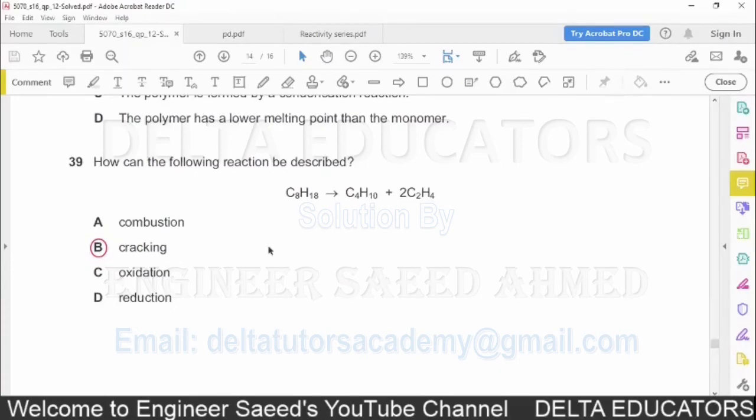Question number 39. How can the following reaction be described? Here we have an octane. This octane is cracked into butane and ethene. Here one butane and two ethene molecules are formed. This reaction is called cracking. Now cracking is given in option B. So here the correct option is option B.